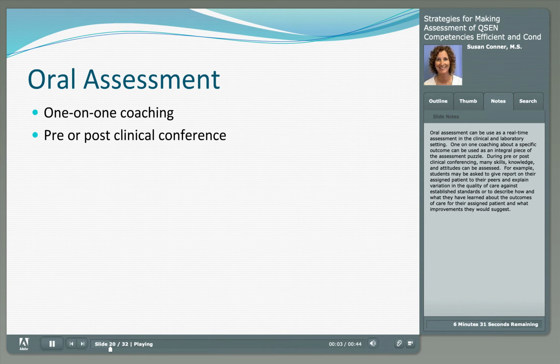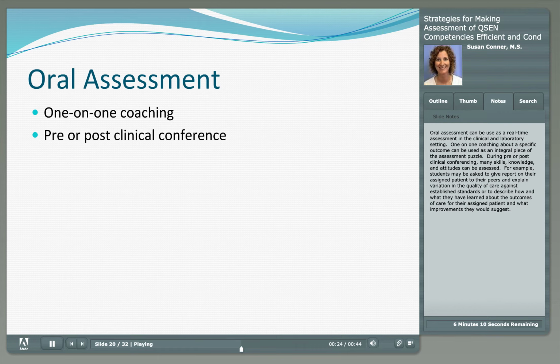Oral assessment can be used as a real-time assessment in the clinical and laboratory setting. One-on-one coaching about a specific outcome can be used as an integral piece of the assessment puzzle. During pre- or post-clinical conferencing, many skills, knowledge, and attitudes can be assessed.